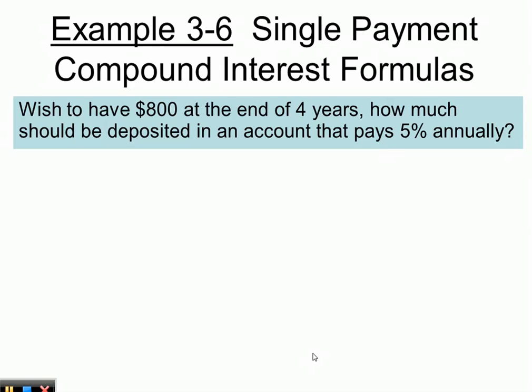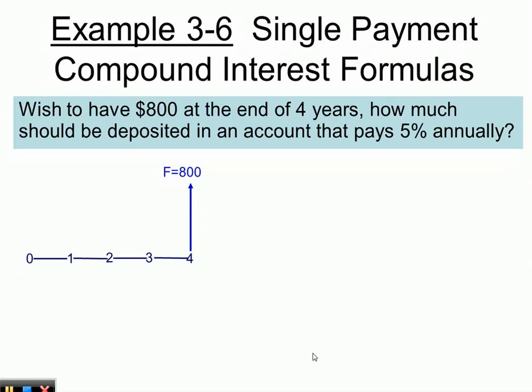So here's an example. Wish to have 8,000 at the end of 4 years. How much should be deposited in an account that pays 5% annually? So here we have 4 years, so 5 different time points, 0, 1, 2, 3, 4. We want to have 8,000 at the end of 4 years. So is it gonna be up or down? We want to receive it, so it's gonna be up, right? Is it gonna be at time 0, 1, 2, 3, or 4? It's gonna be at time 4 because 4 represents the end of 4 years. So that's our cash flow represented here.